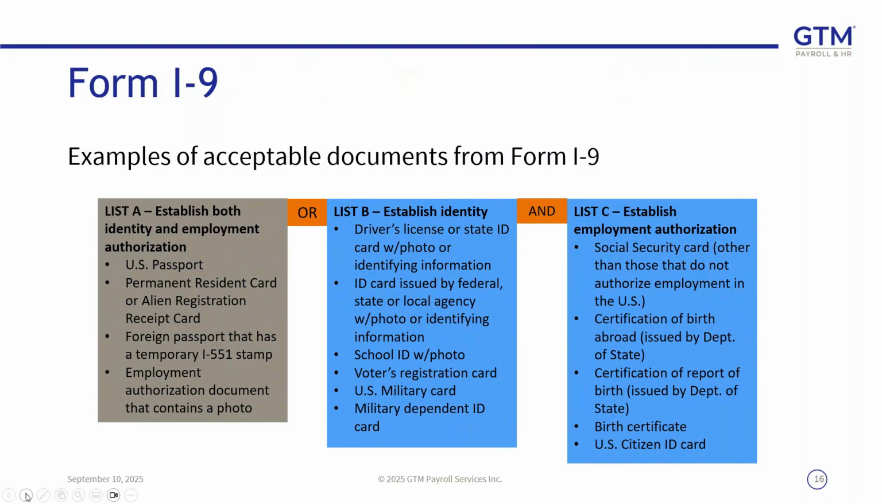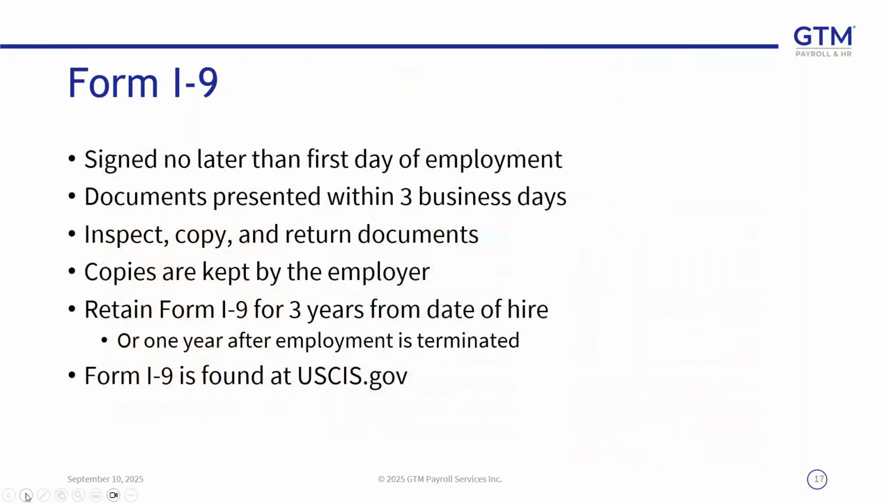They can submit a document from List A to prove their identity and employment authorization, or documents from List B and List C. Form I-9 must be signed no later than the first day of employment, and documents must be presented within 3 business days from the start of employment. A family needs to inspect the documents, make copies, and return the originals to their employee. The documents must reasonably appear to be genuine and relate to the employee.